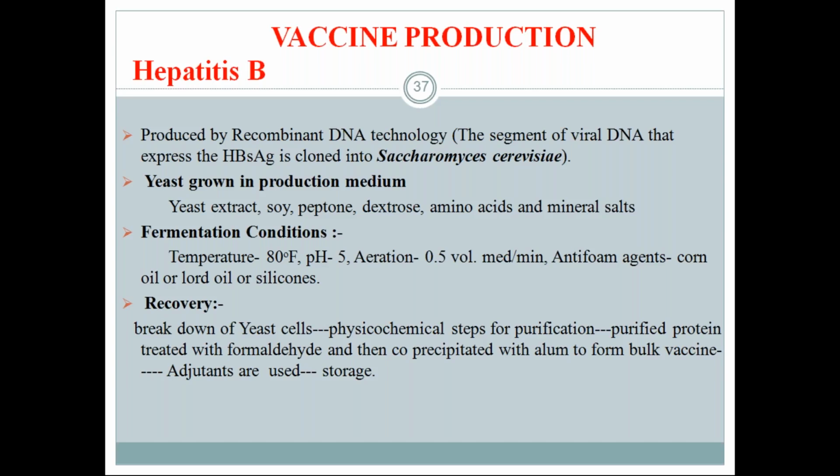Fermentation conditions are as before, but the recovery is somewhat different for the vaccine production. Now see, after fermentation, we have to do breakdown of yeast cells. Then physicochemical steps for purification. The purified protein is treated with formaldehyde and then co-precipitated with alum to form bulk vaccine. Then we have to use adjuvants, and then the vaccine will be purified and stored.